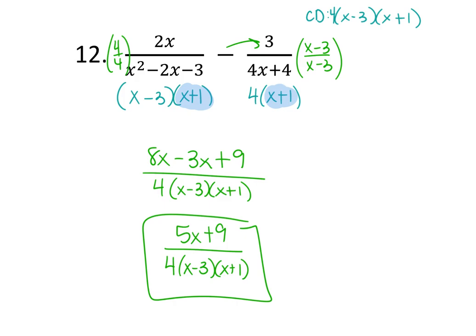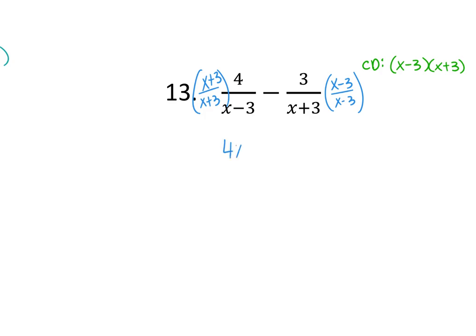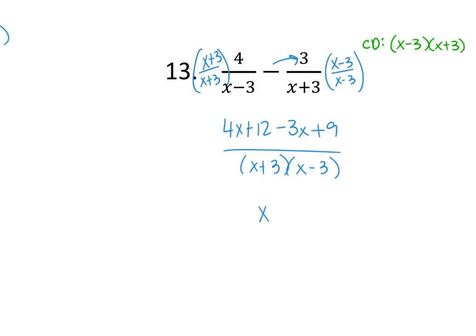Okay. Last one. Common denominator is easy because they're opposites, so x minus 3, x plus 3 is our common denominator. The first fraction needs x plus 3. Second fraction needs x minus 3. So 4x plus 12, distribute a negative. Negative 3x plus 9 over x plus 3, x minus 3, x plus 21 over x plus 3, x minus 3.